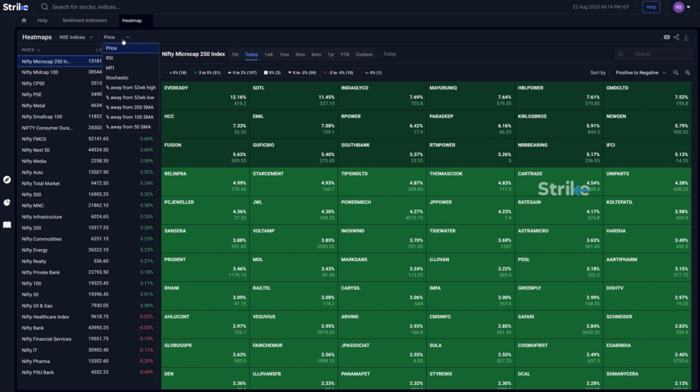and you can choose what you want to run the heat map on. Do you want to just run it on the underlying price? Do you want to run it on RSI? You want to run it on the money flow index, stochastics, or how far away prices are from different moving averages or from the 52-week high or low?